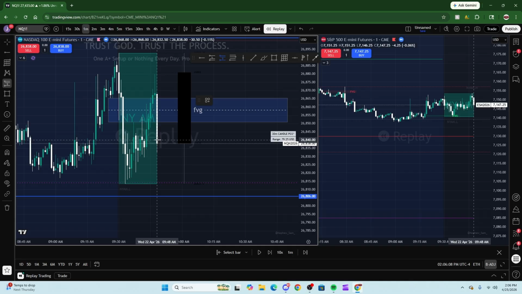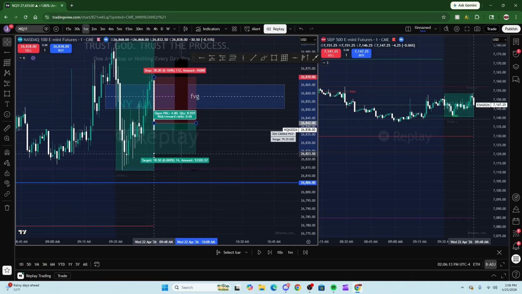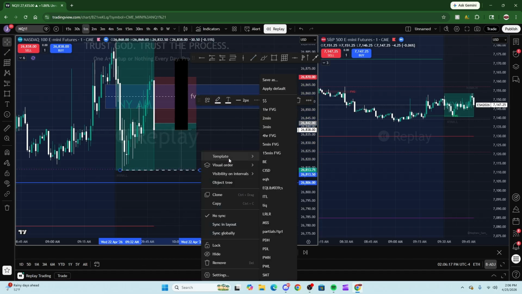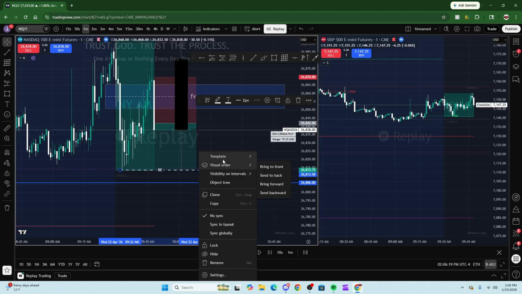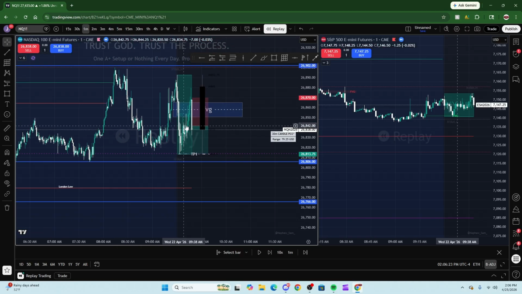Boom, we get this death candle. I'd probably enter in like that, stop above the high, and then I would go 1-to-1 with this low, and then we do have equal lows and stuff like that. I'm always going to take partials at 1-to-1 or even full, and then you can leave runners for these targets.